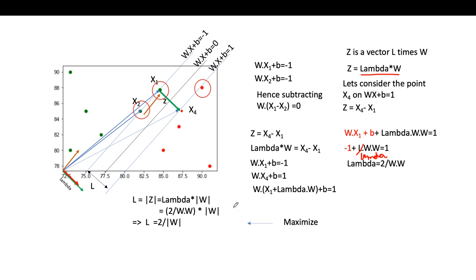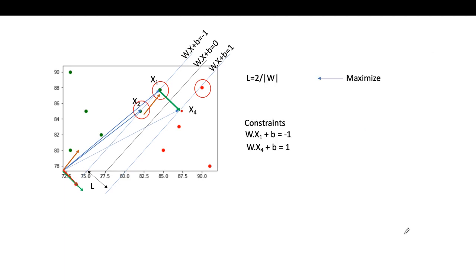Okay, so what we need to do, we need to maximize this. We need to find points in such a way that this L, or 2 by the norm of w, is maximized. And what is our constraint? Our constraints are wx1 plus b equals minus 1 and wx4 plus b equals 1. That is, if x1 and x4 are our support vectors, it should satisfy this condition. Okay, now let's see. So this was something we wanted to maximize, which is equivalent to minimizing, just the reverse. So we are converting it into a minimization problem, and also we are combining the constraints.